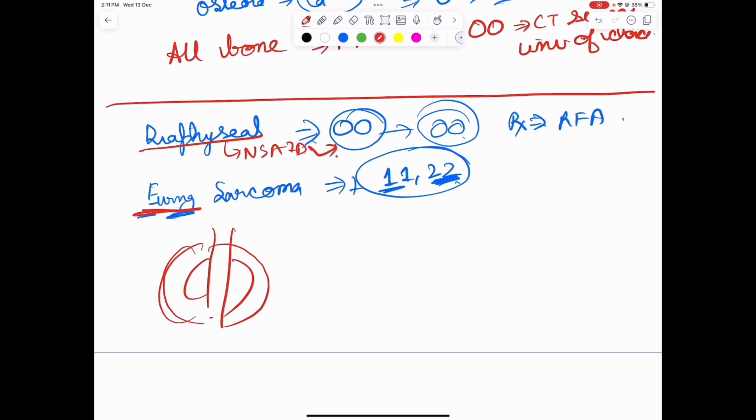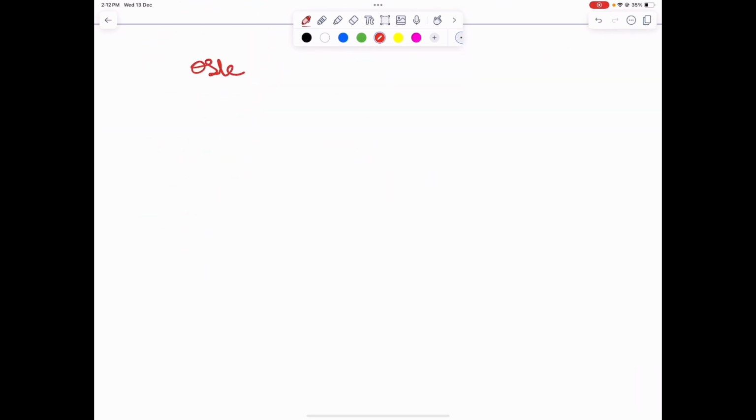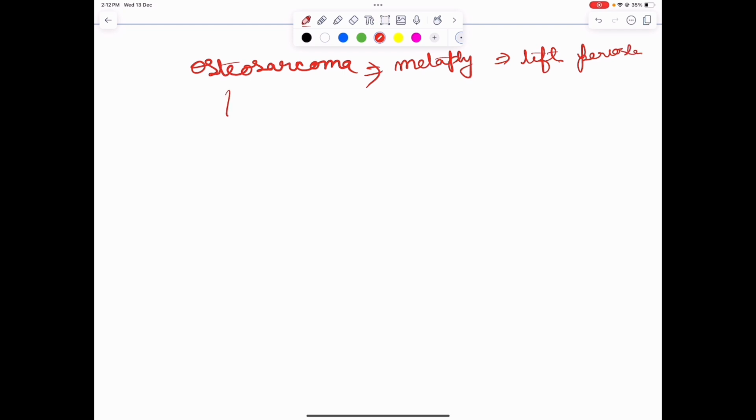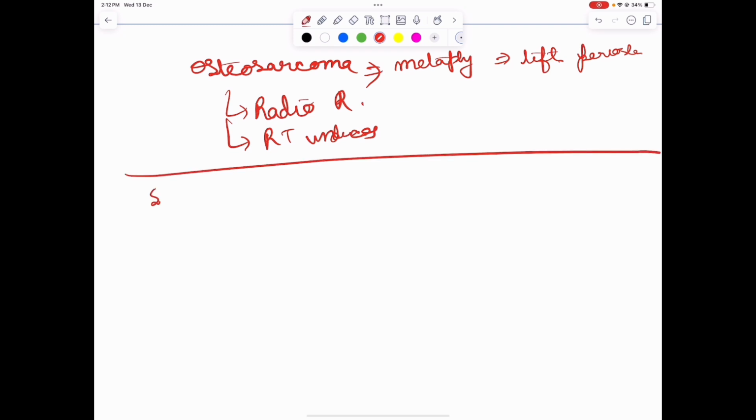Now we move on to the next, osteosarcoma. In osteosarcoma we get this in the metaphysis, and this is lifting of the periosteum. Periosteum is lifted, and this is radio resistant, and it is often radiotherapy induced.